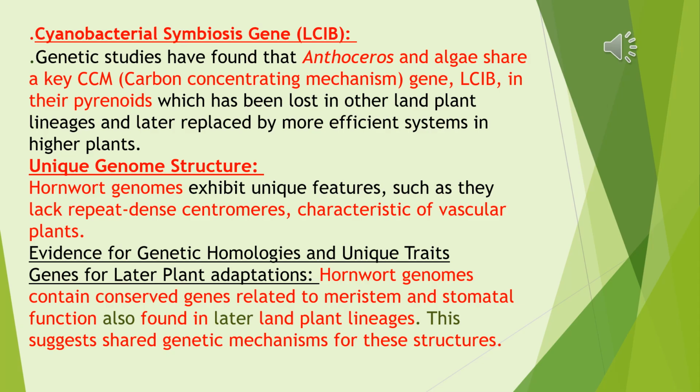Next point, evidence for genetic homologs and unique traits. Genetic homologs is same genetic ancestors. Now the following are the evidences for genetic homologs and unique traits. First, genes for later plant adaptations. Anthocerotopsida or hornwort genomes contain conserved genes related to meristem and stomatal function, also found in later land plant lineages. This suggests shared genetic mechanisms for these structures. So this has also been discussed earlier, except we haven't mentioned about the genes.